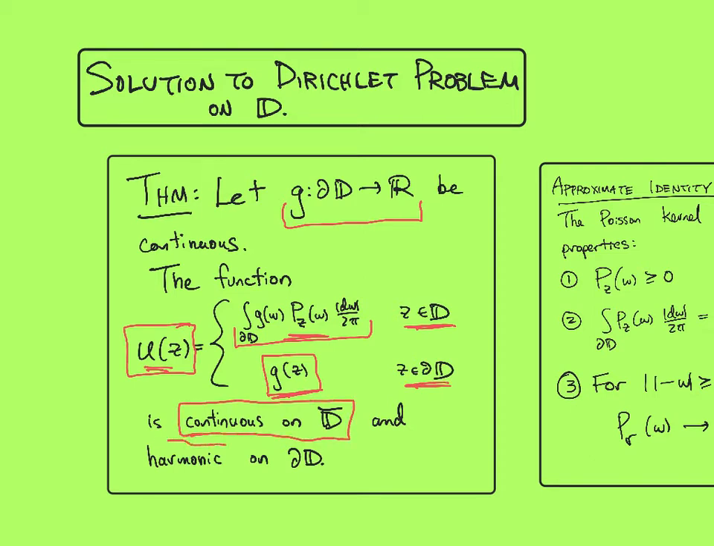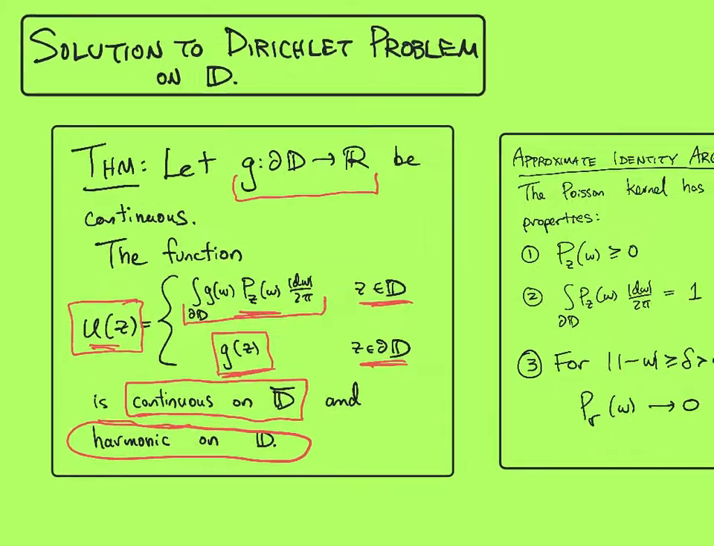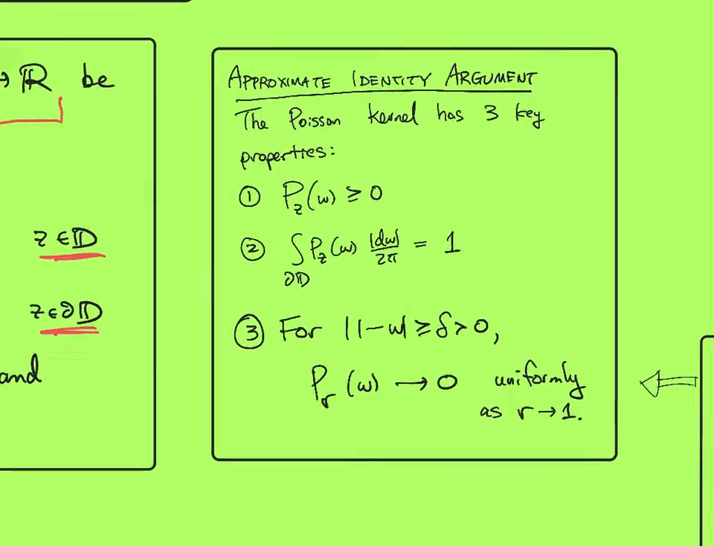And we've already shown in class that this is harmonic on the open unit disk. So the argument we use is a pretty standard one, but you may not have seen something like it before. It's called an approximate identity argument.